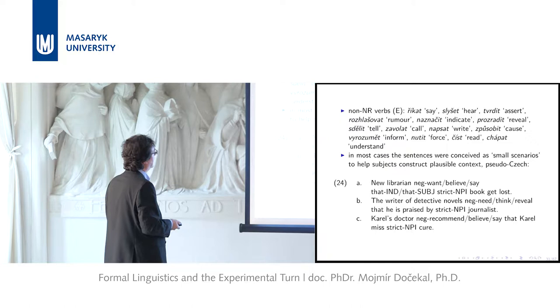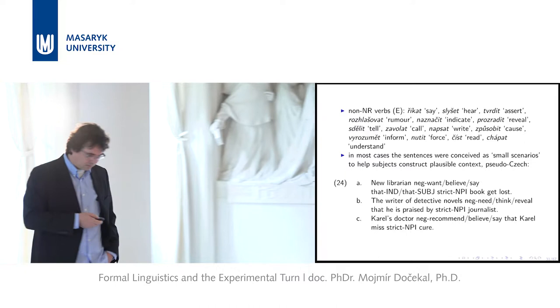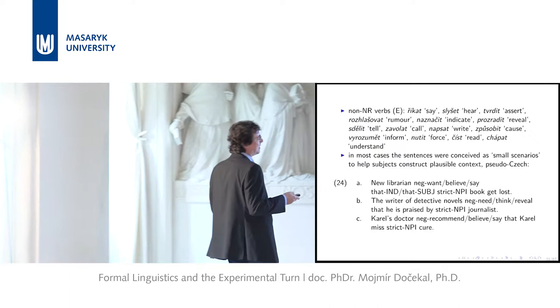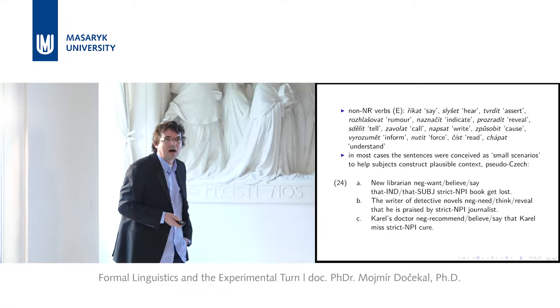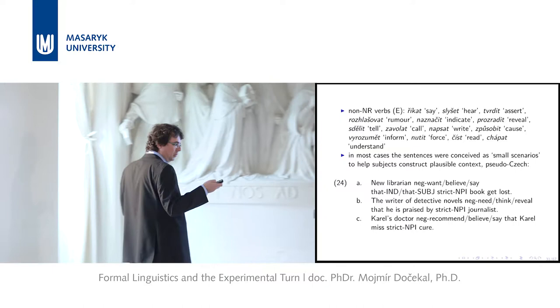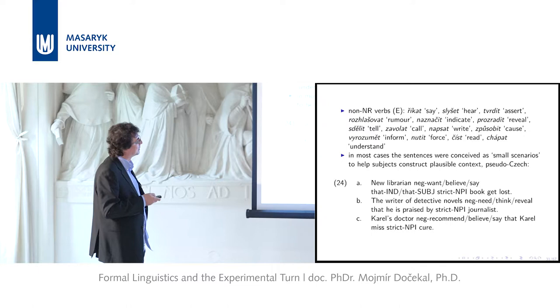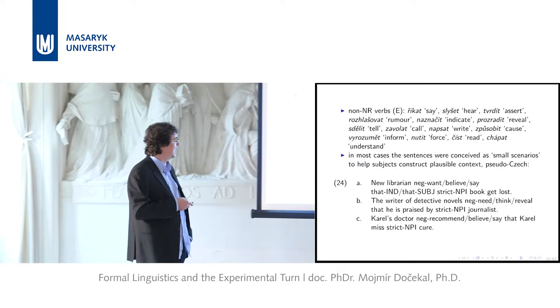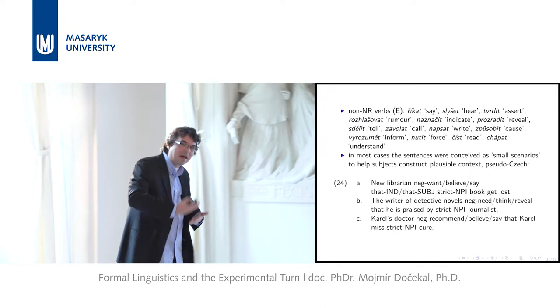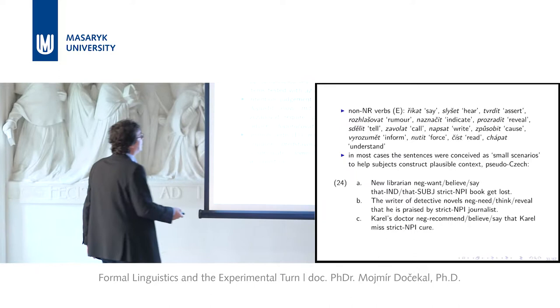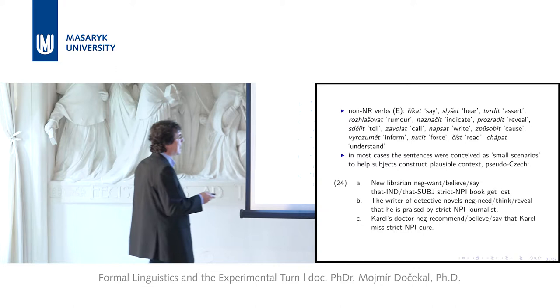One of the things linguists did before experiments started to be serious is that they constructed sentences like "John believes that Mary is gone", and it's hard for people to imagine a context where such sentences would be true. So we use small scenario sentences, about librarians and books, writers of detective novels and journalists, and doctors and patients and stuff like that, to really help the subjects imagine what the sentences are talking about. Compare this with what Boškovič and Gajewski tried: Jan, Marie, visit.